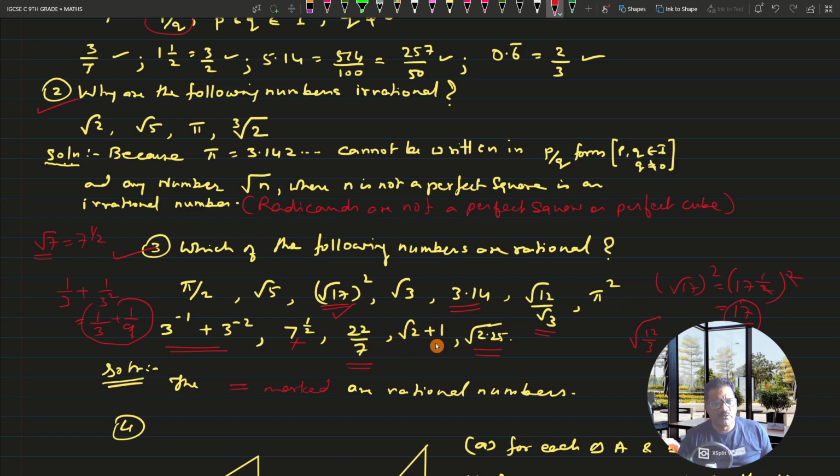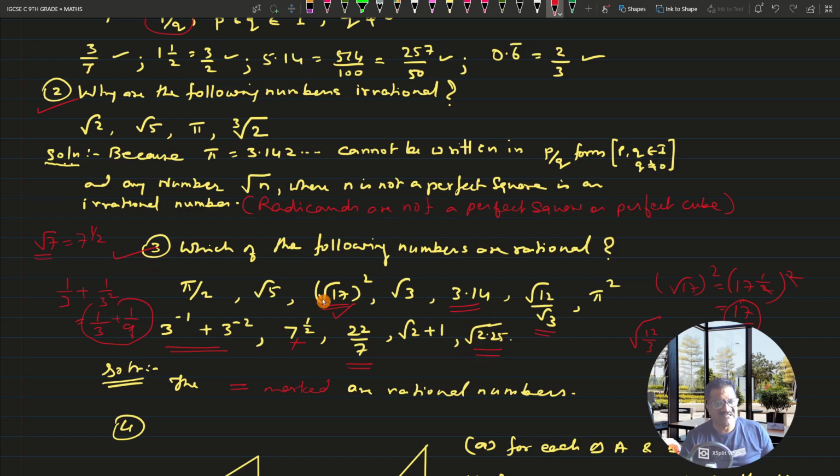Root 2 plus 1. Now root 2 is an irrational number. Now if you add any rational number to an irrational number, you will always get an irrational number. So root 2 plus 1 is an irrational number, it is not rational. And the last one is square root of 2.25. Now 2.25 is a perfect square, right? And if you have a perfect square inside the square root sign, then that will get converted into a rational number, isn't it? So this will be a rational number.